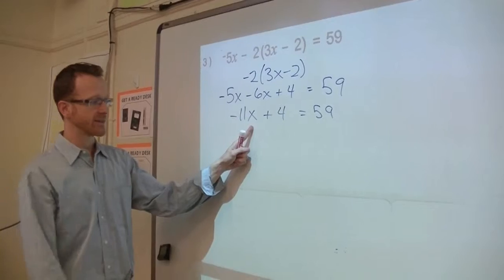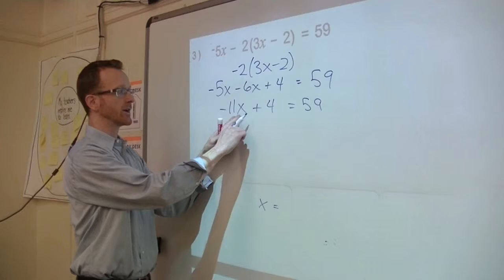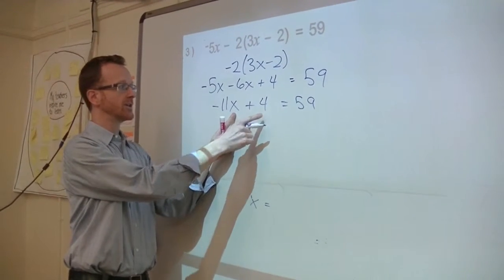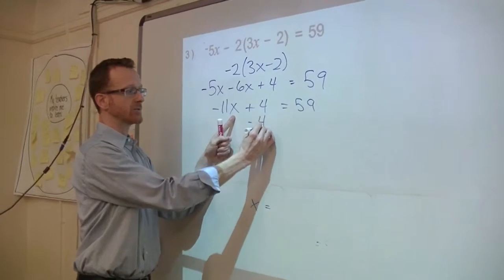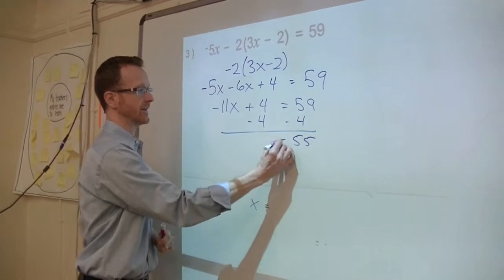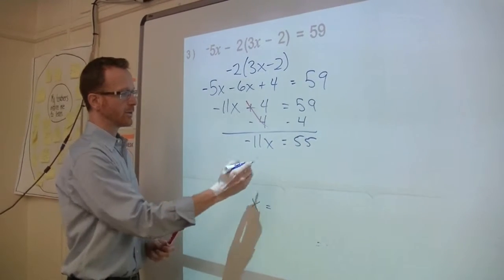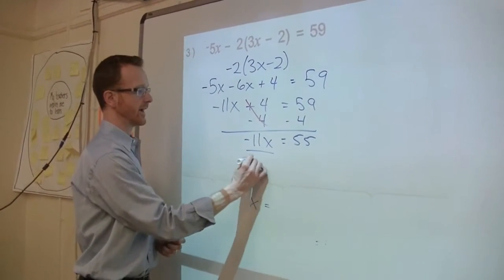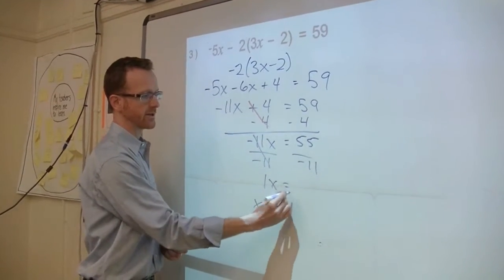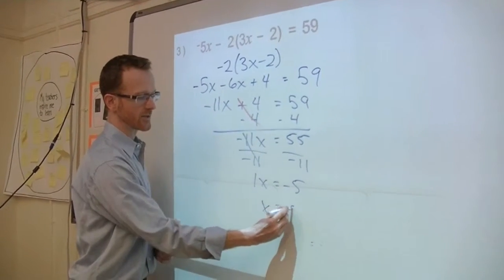Now we need to get x by itself, and I know I'm not done until x is alone down here somewhere. So in order to get x alone, I know x is being multiplied by negative 11 and added by 4. So let's do the inverse, PEMDAS backwards, subtract 4 from both sides. We end up with 55 equals negative 11x, because these cancel. We can divide by negative 11 on both sides. This becomes 1x equals negative 5. So we now know that x equals negative 5.